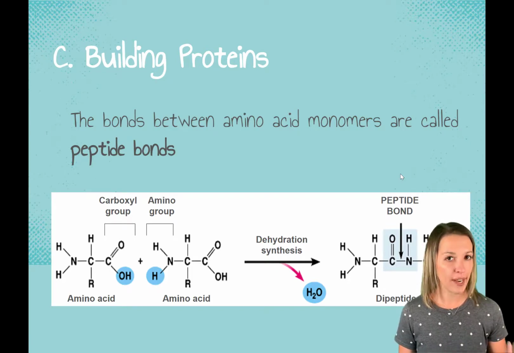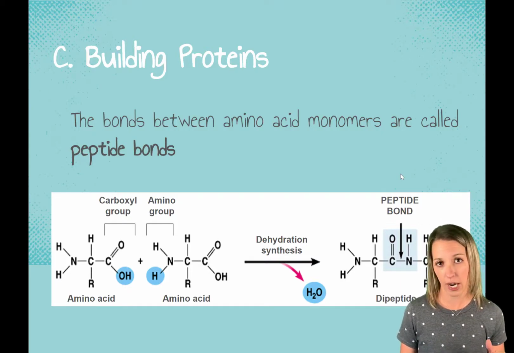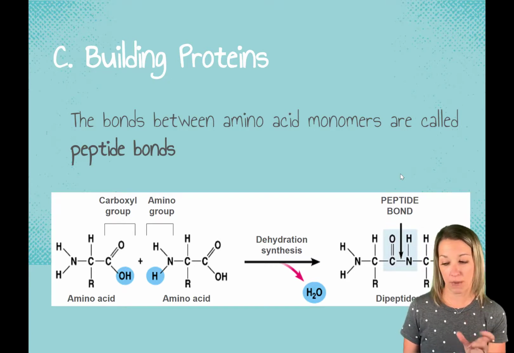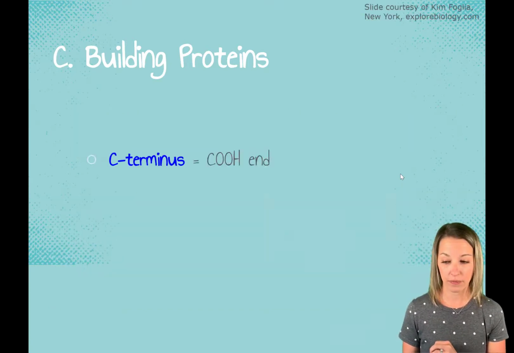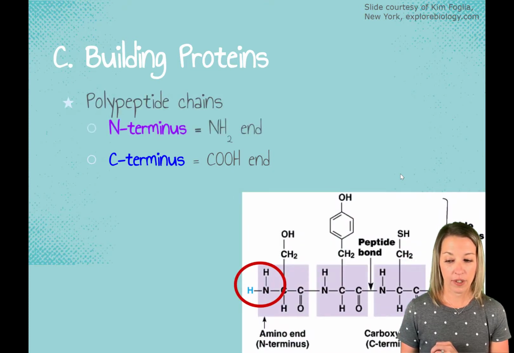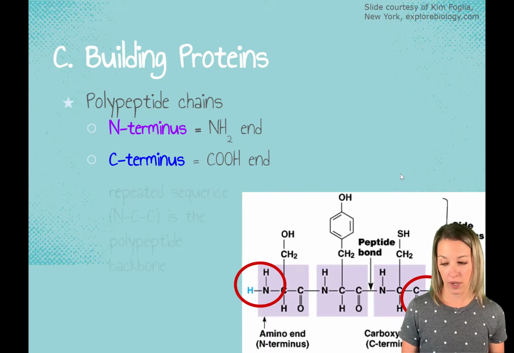So dehydration synthesis, again, the polymerization of any of these macromolecules is dehydration synthesis. That process will occur to allow us to link together those two amino acids to give you, in this case, a dipeptide and the formation of a peptide bond. So you have two ends. You have your N terminus, which is your NH2, and you have your C terminus, which is your COOH end.